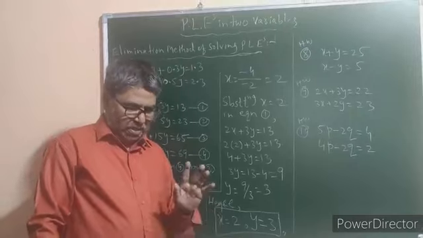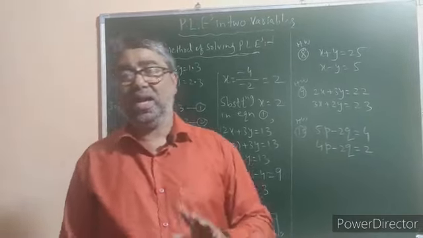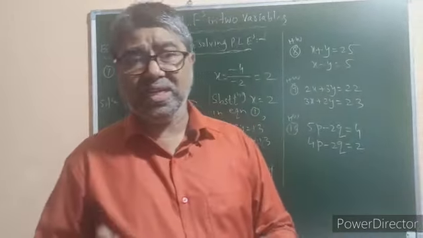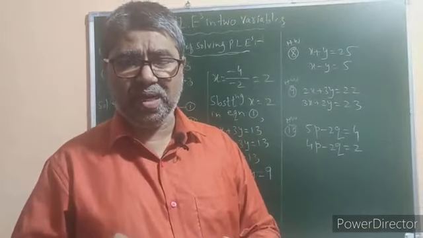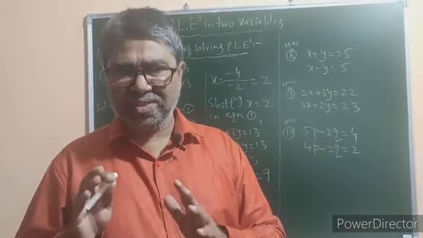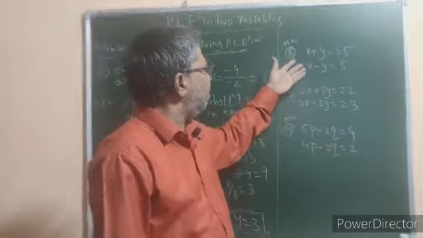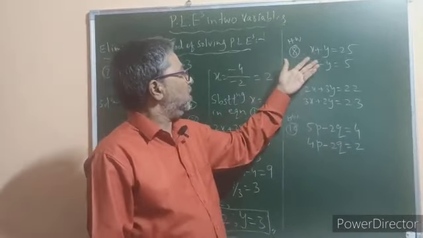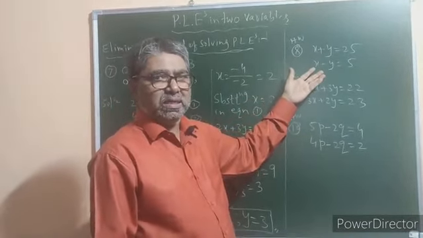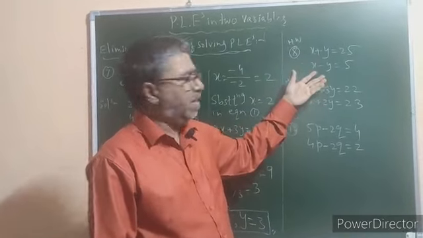So in this way, this is called the elimination method of solving a pair of linear equations in two variables. We have seen 7 examples. Now 3 examples I have written on the board as homework. I hope you will solve these examples.